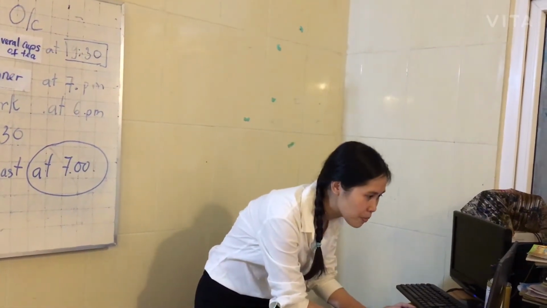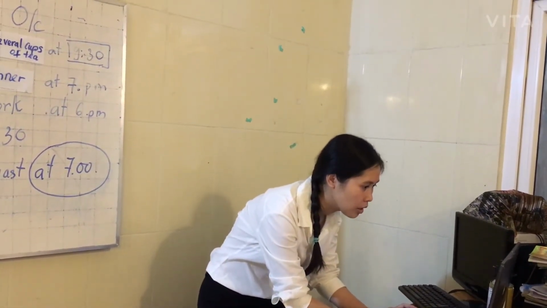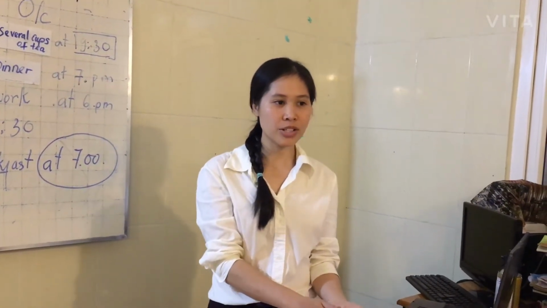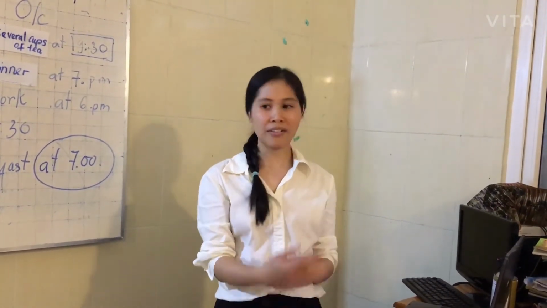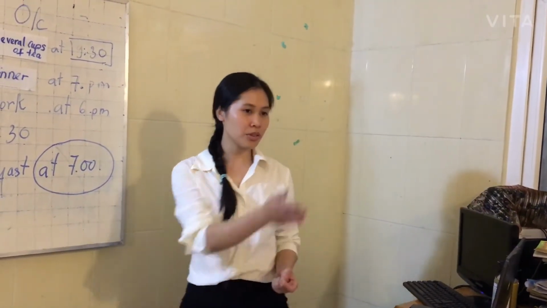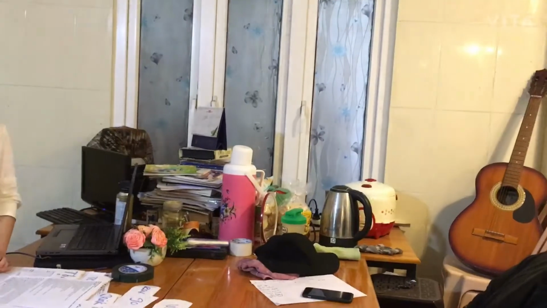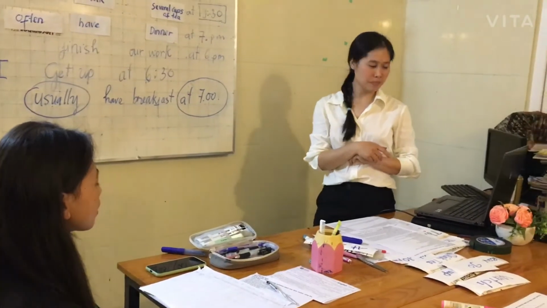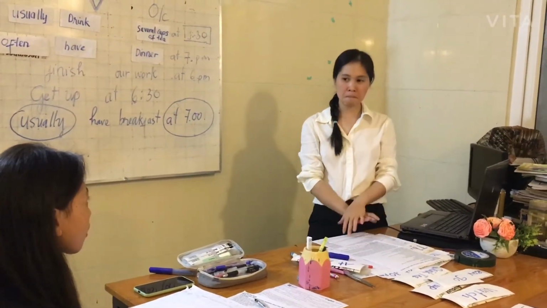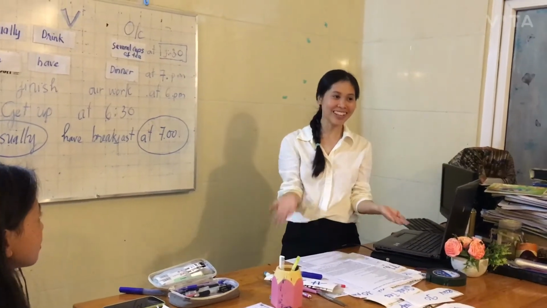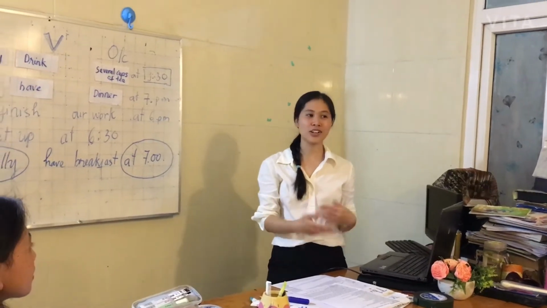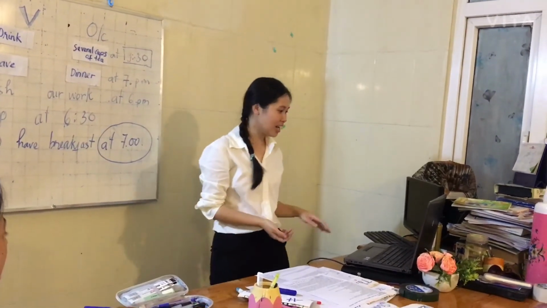Okay, now let's move to speaking. We know the structure. We can write the daily routine that you do. So now let's talk about it. What time do you get up? I get up at 7 o'clock. Okay, how about you? What time do you get up? I get up at 6 o'clock. Oh, early. You're not going to school in the morning, so you get up later, and she gets up earlier.